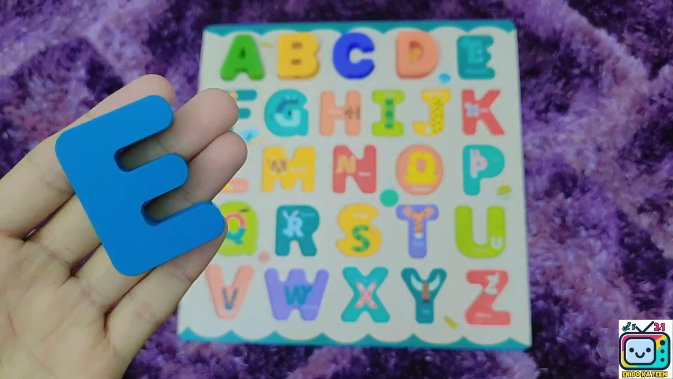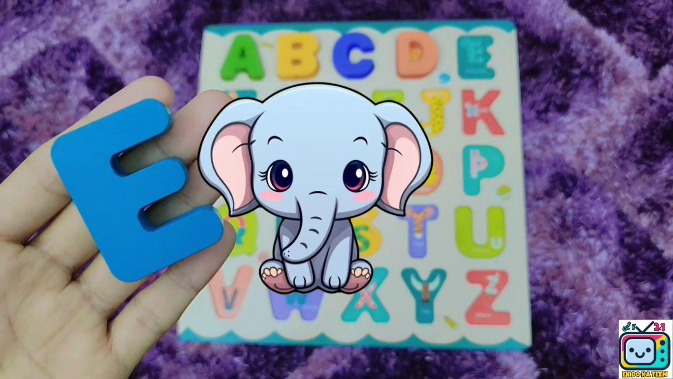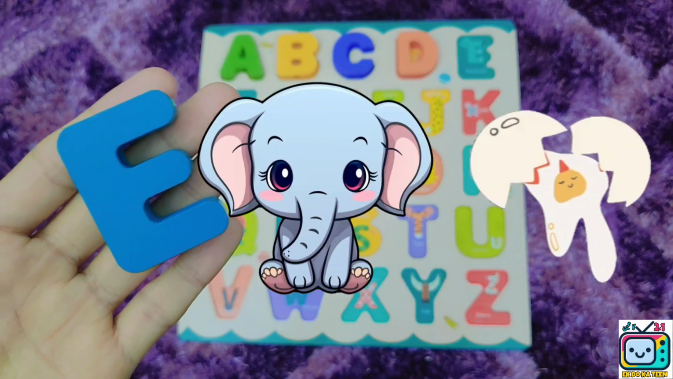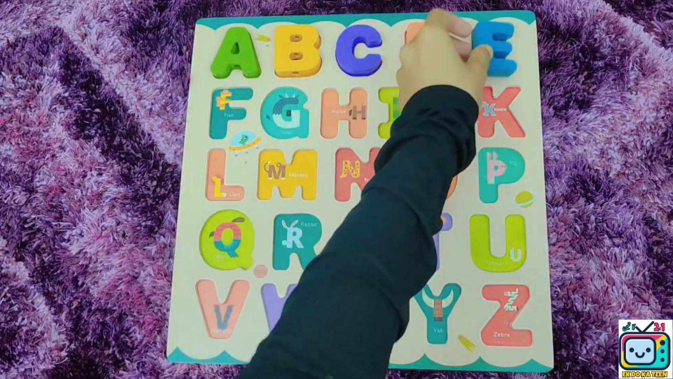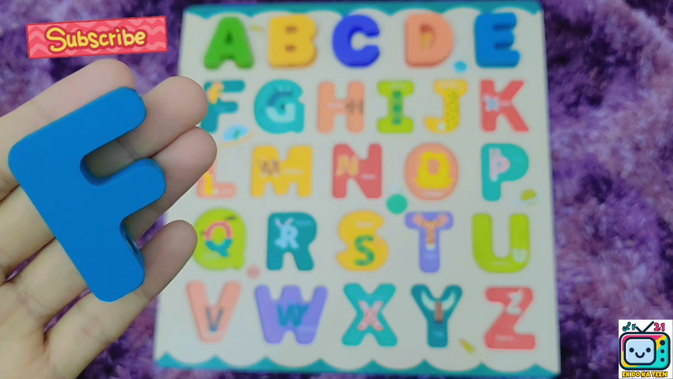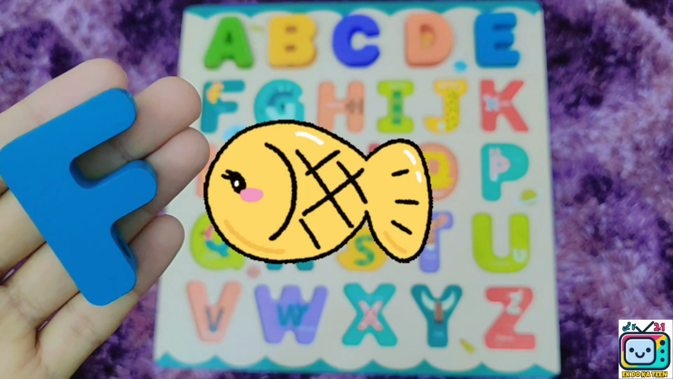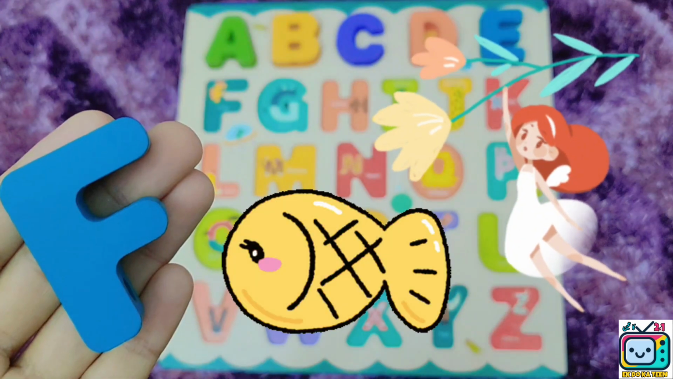This is the letter E. E is for elephant and E is for egg. Let's put it here. This is the letter F. F is for fish and F is for fairy. Let's put it here.